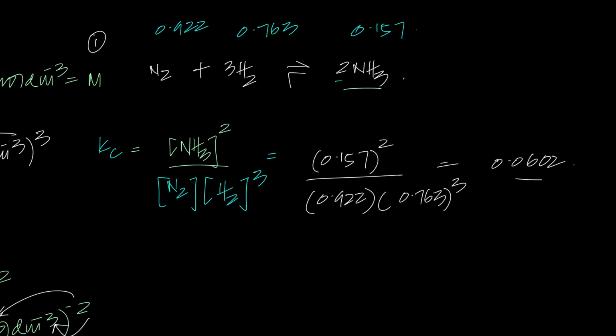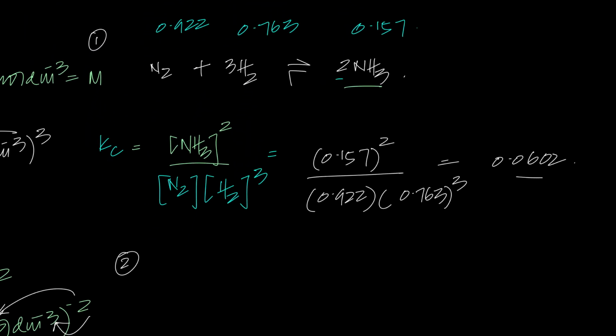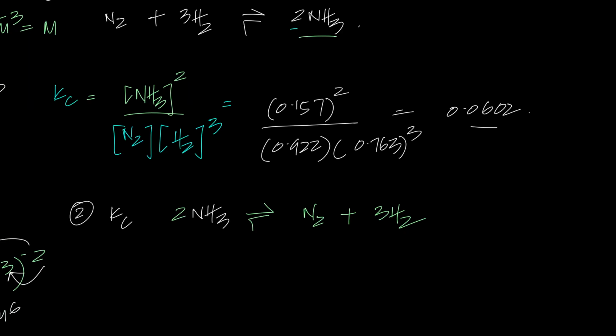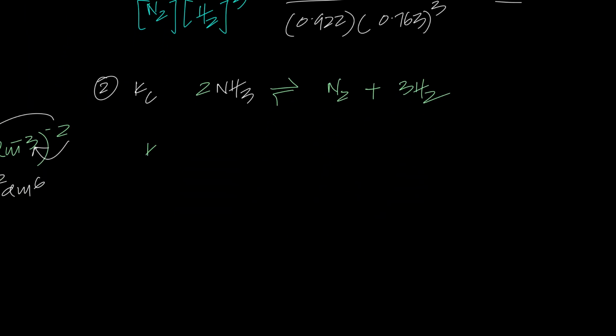Can you guys calculate the Kc for this reaction? NH3 twice going into N2 plus 3H2. Remember, now I've reversed the reaction. So these are my products, aren't they? Can you guys calculate the Kc for it?